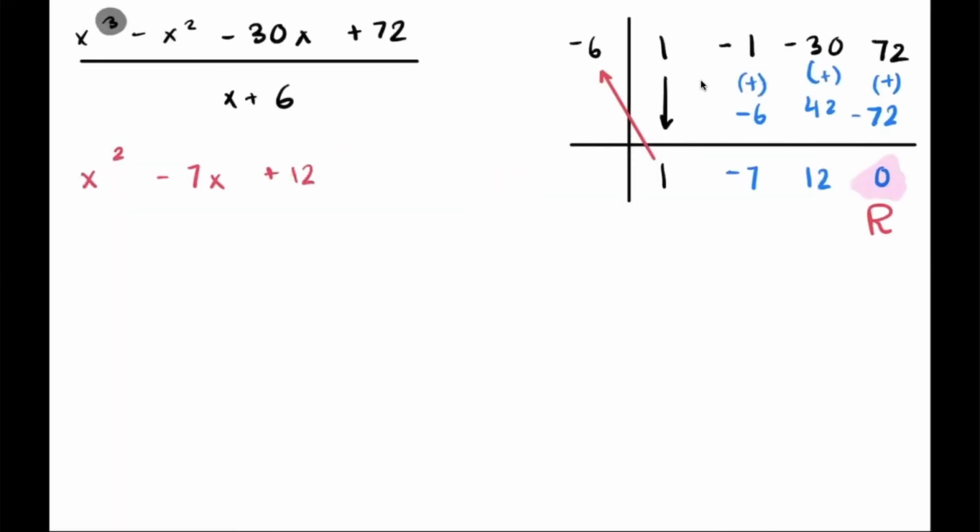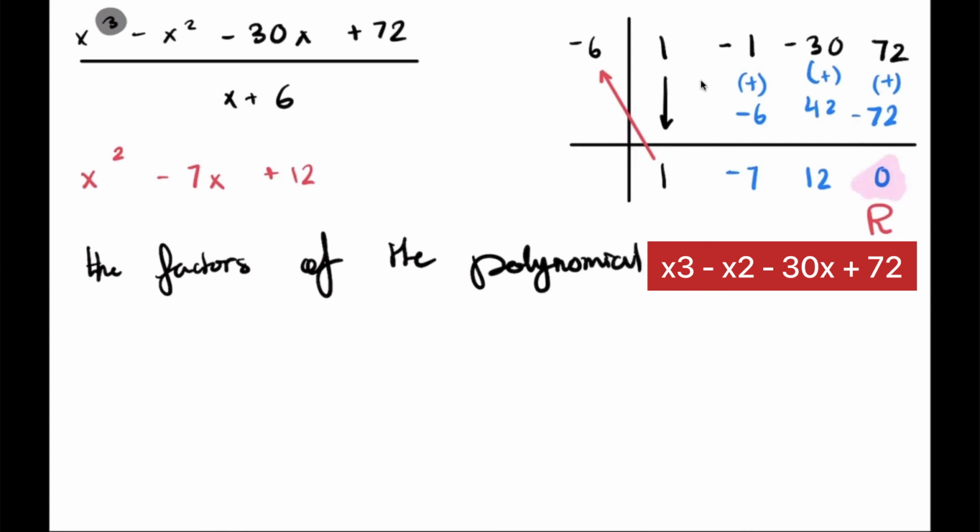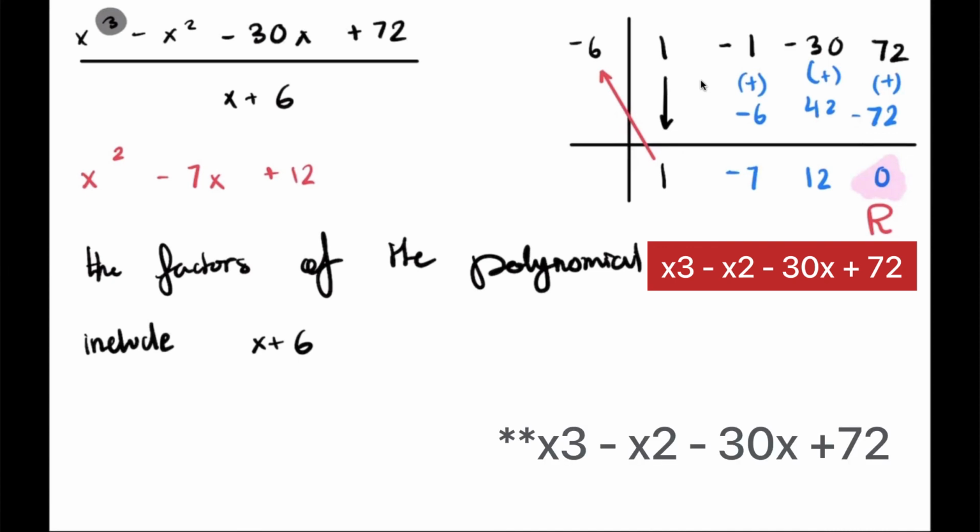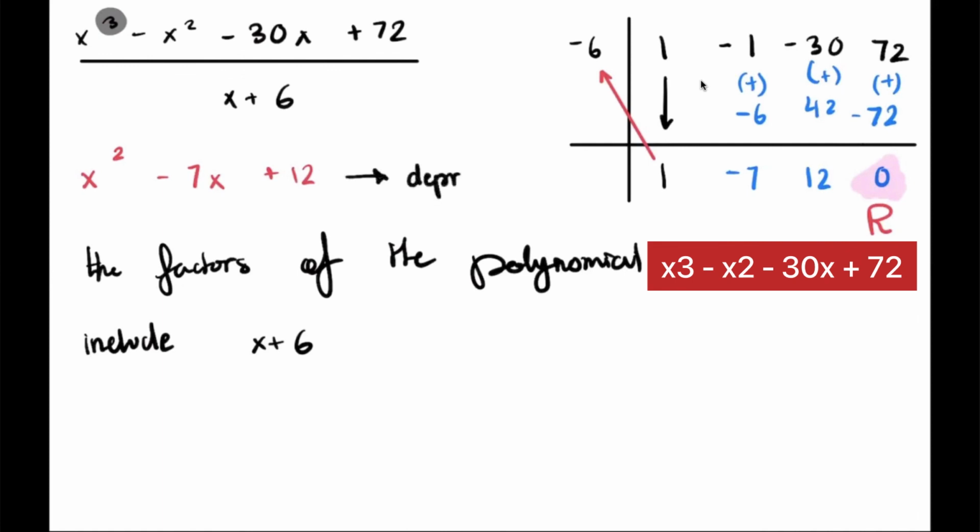So that means that the factors of the polynomial x squared minus 7x plus 12 include x plus 6. Okay? So that means that x plus 6 is a factor of x squared minus 7x plus 12. And this polynomial is called the depressed polynomial. Okay? Why? Because its degree is 1 less than the degree of the original polynomial, which is this.